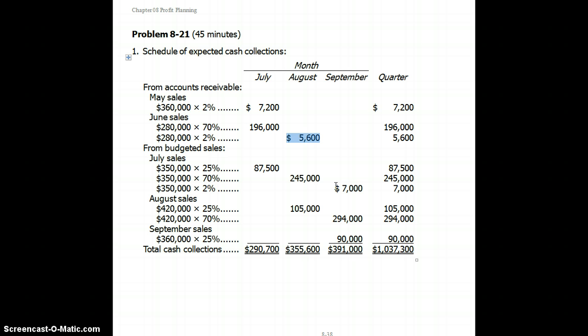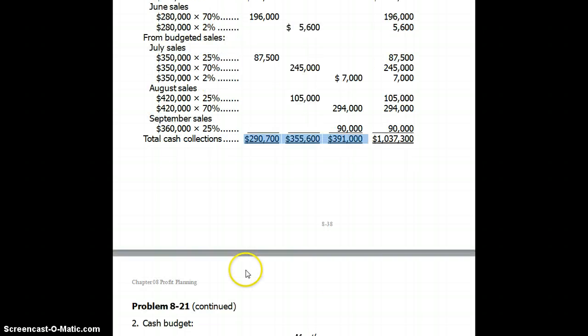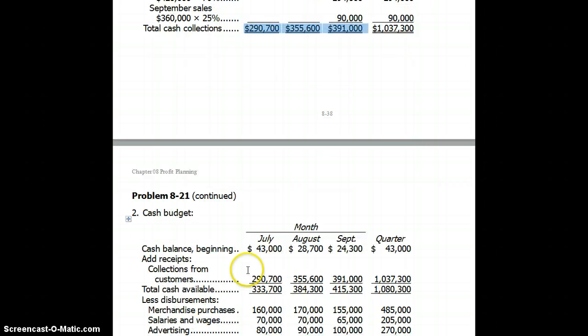We add up each of the columns. We can also add across. All told, for the quarter, we'll collect $1,037,300. The totals for each of the 3 months are very important, because we will then drop these figures right into our cash budget.